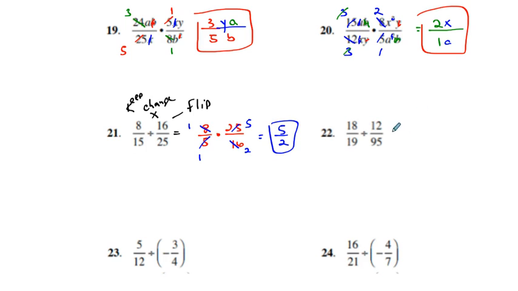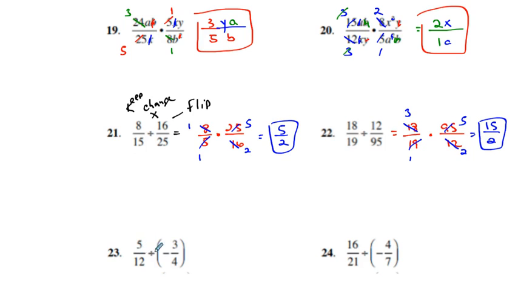Alright, keep, change, flip again. 18 over 19 times 95 over 12. Okay, 19 actually goes into 95 a few times. So 95 divided by 19 is actually going to be 5. So 1 and 5. 18 and 12 both divisible by 6. 3 and 2. 3 times 5 is 15. 2 times 1 is 2. So 15 over 2 is an improper fraction.